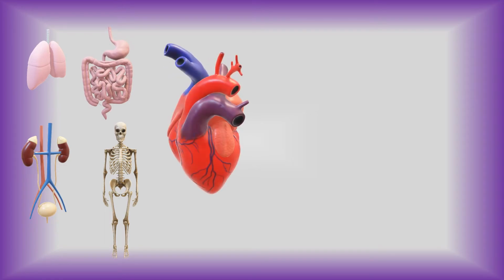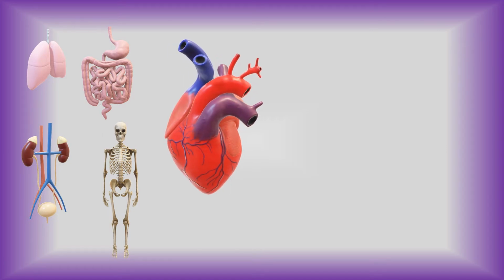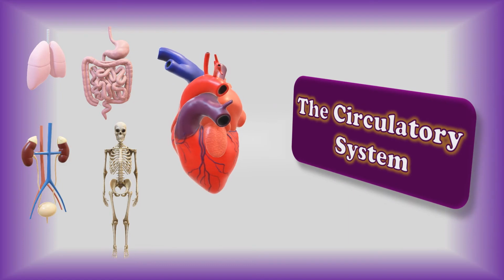This is our science period and we are on chapter 1. Children, we are familiar with different organ systems in our body like the respiratory system, excretory system, skeletal system, digestive system, circulatory system. And in today's class, we are going to learn about the circulatory system.